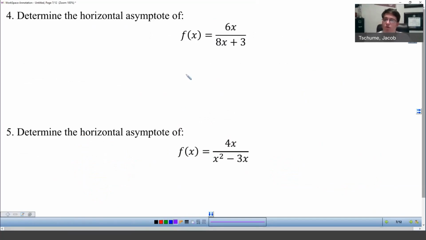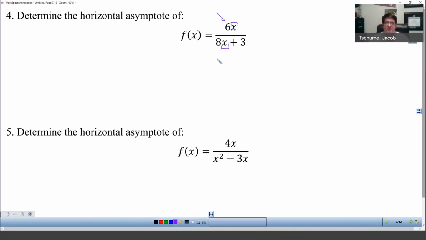Because if you're going to have one, you can only have one, unlike vertical where you can have more than one. When I do horizontal asymptotes, first thing I do is identify the highest power on top and bottom. And in this case, it's actually x. Since they match, this is rule 3, where you have to look at the ratio of coefficients.